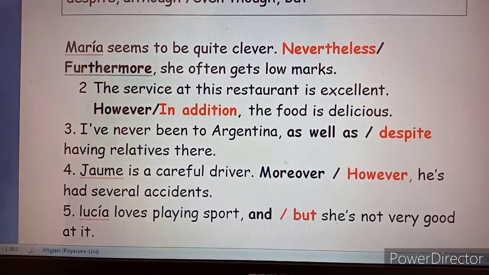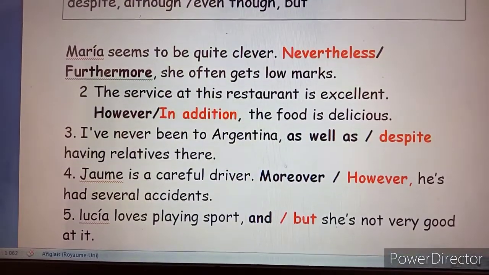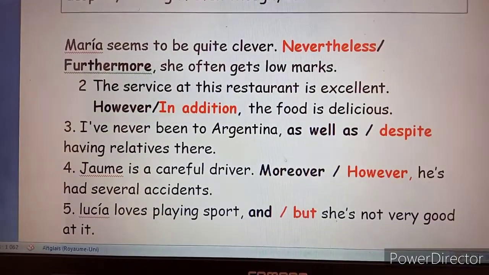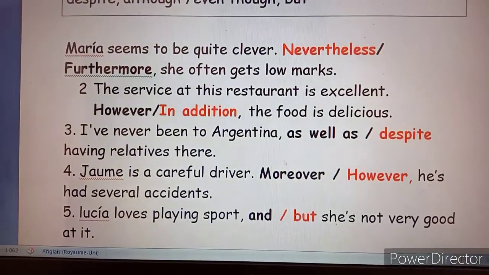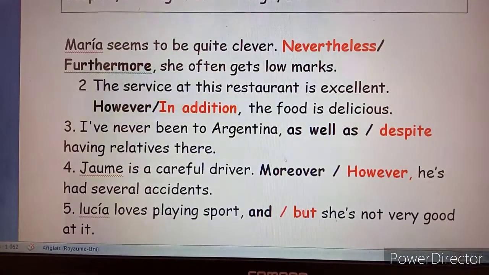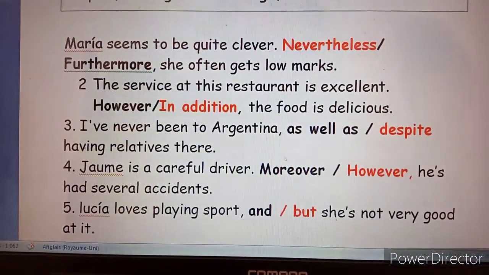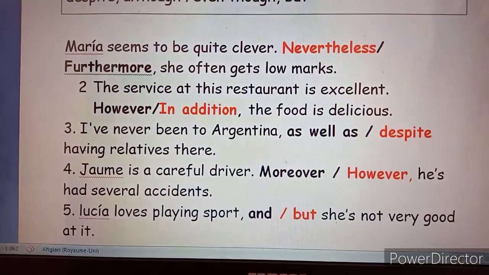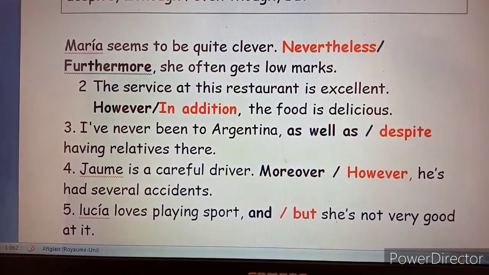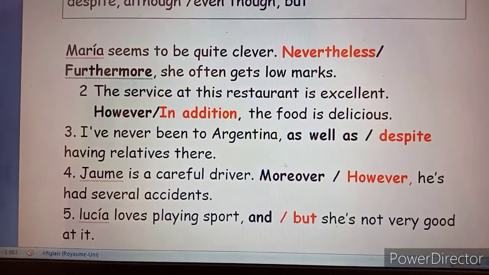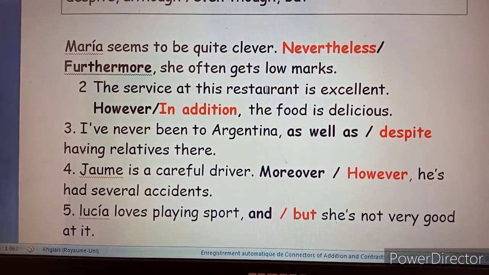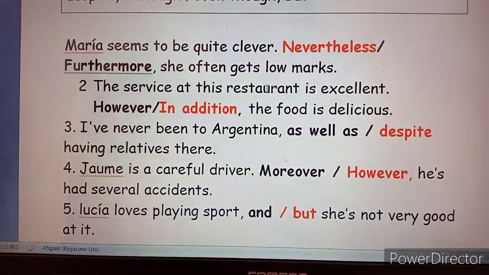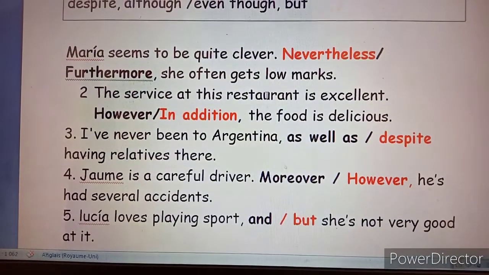So the next, the service at this restaurant is excellent. However, in addition, the food is delicious. So here the service is excellent. However, or in addition, the food is delicious. So here we will choose in addition. Why? Because we have similar ideas. That's why we will put addition.